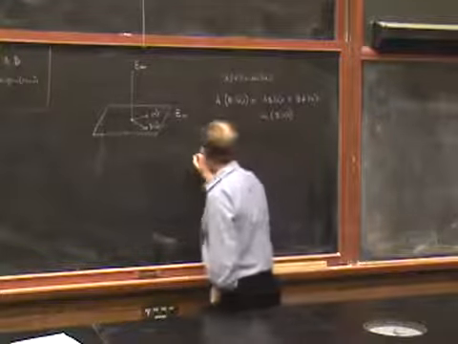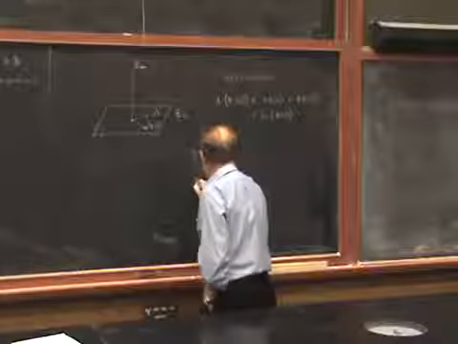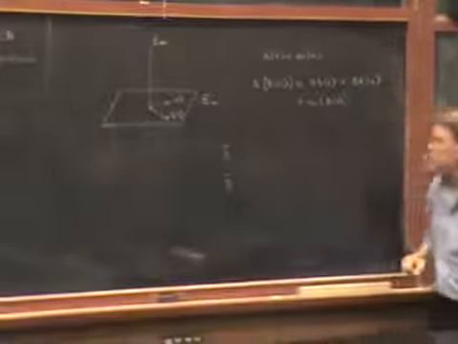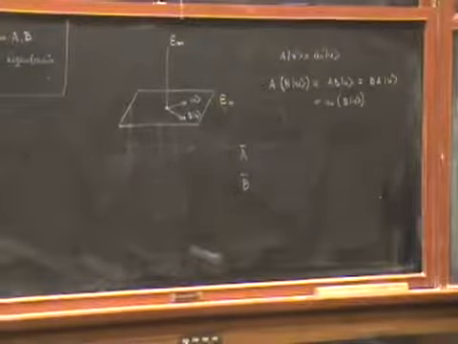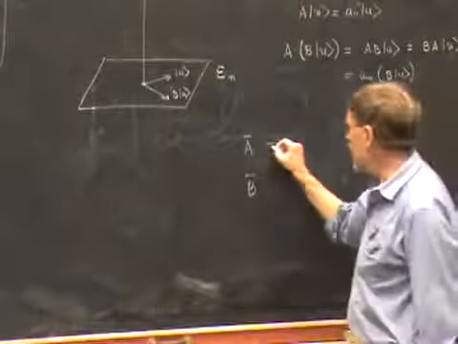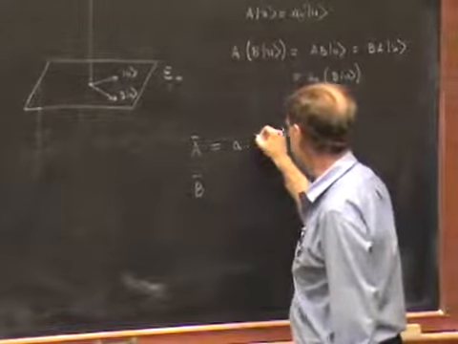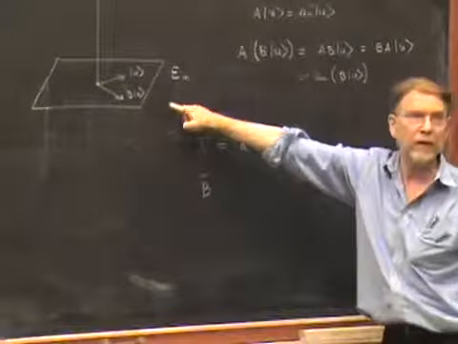Let's put a bar over these to indicate the restrictions of both operators to this subspace. The operator A is actually quite easy. It's just the eigenvalue multiplied times the identity, restricted to this space.